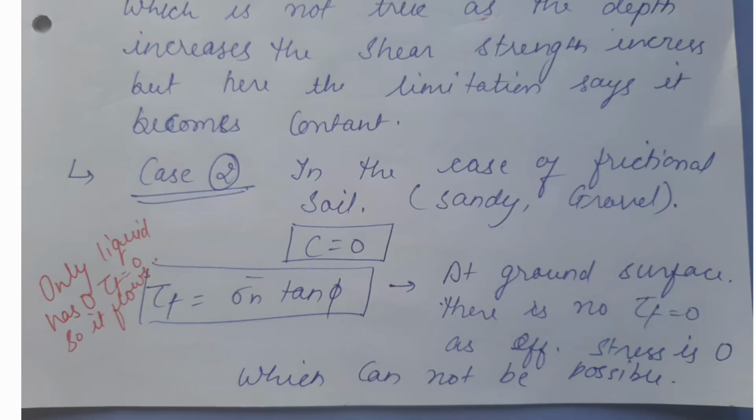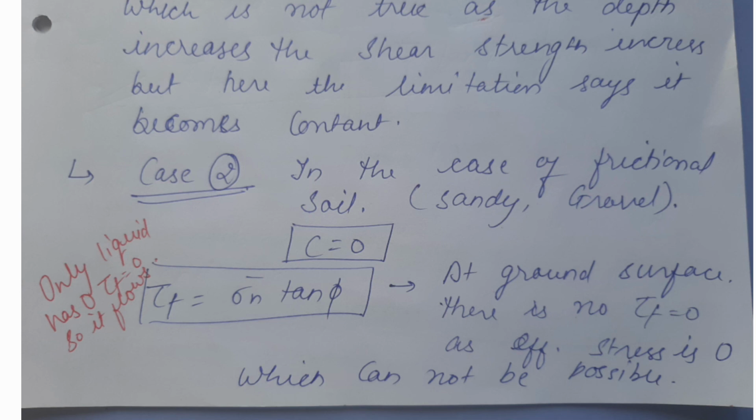Now let us take case number 2. In this case, we are taking frictional soil, which means the soil is sandy, having sandy particles and gravel particles. In this case, the cohesion will be 0, meaning there will be no stickiness or bonding between the particles. So the soil is kind of sandy. In this case, what is happening? Tau f is equal to sigma n bar into tan phi.